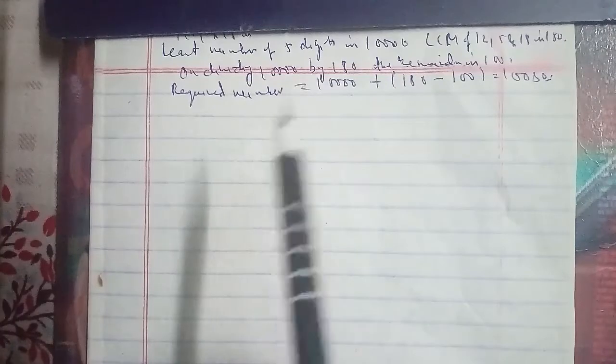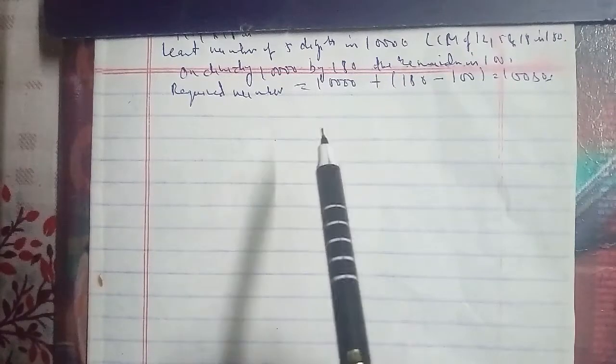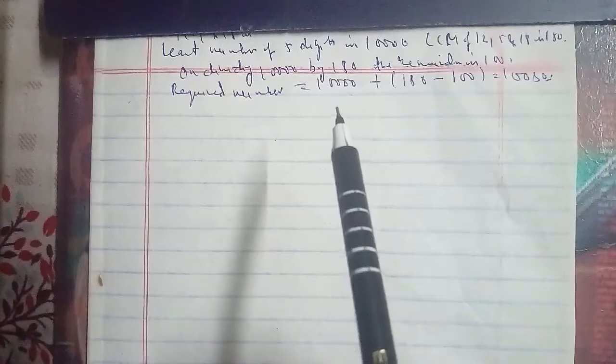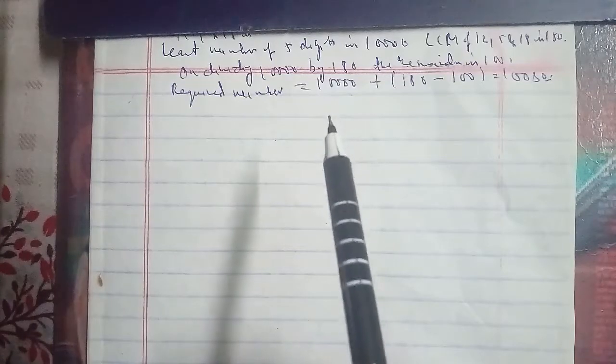In section 2 we have data interpretation, which covers tabulation, bar graphs, pie charts and line graphs as well. So here we end.